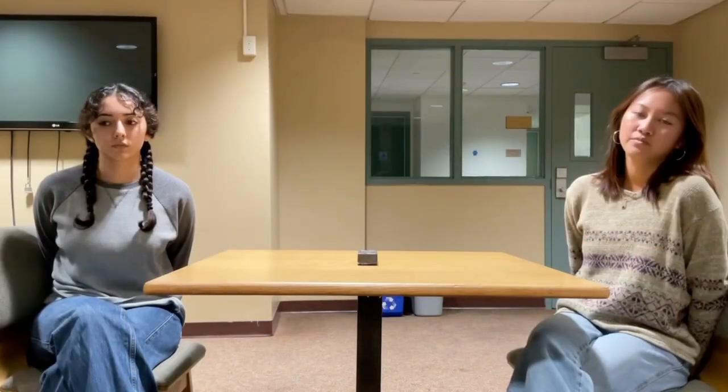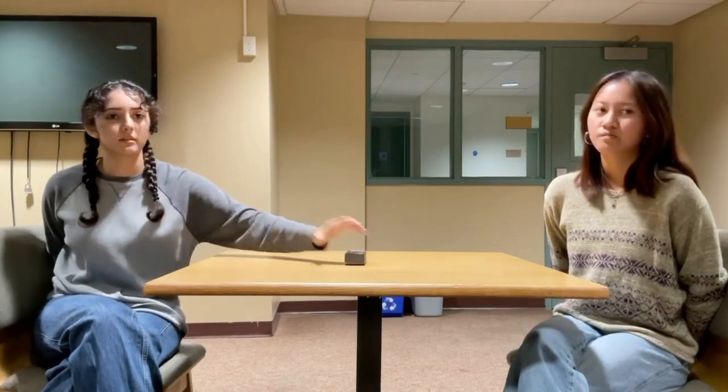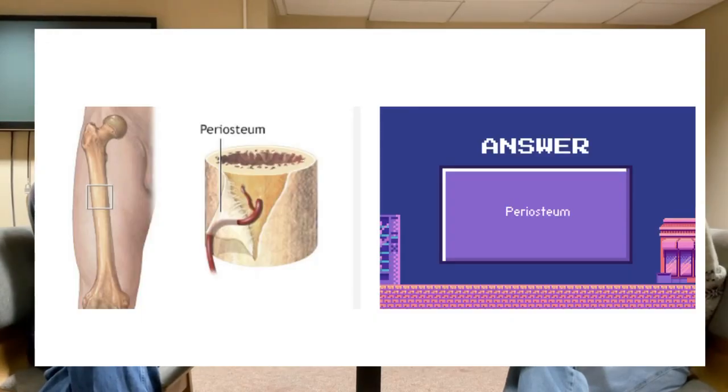Round 10. I'm a tough, fibrous membrane covering the outer surface of bones. I help anchor tendons and ligaments to bones. I contain cells important for bone growth and healing, and I'm absent on the joint cartilage surfaces. Who am I? Endosteum. That's incorrect. That is the inside lining. The periosteum? That's correct. The periosteum protects bones and helps them heal.